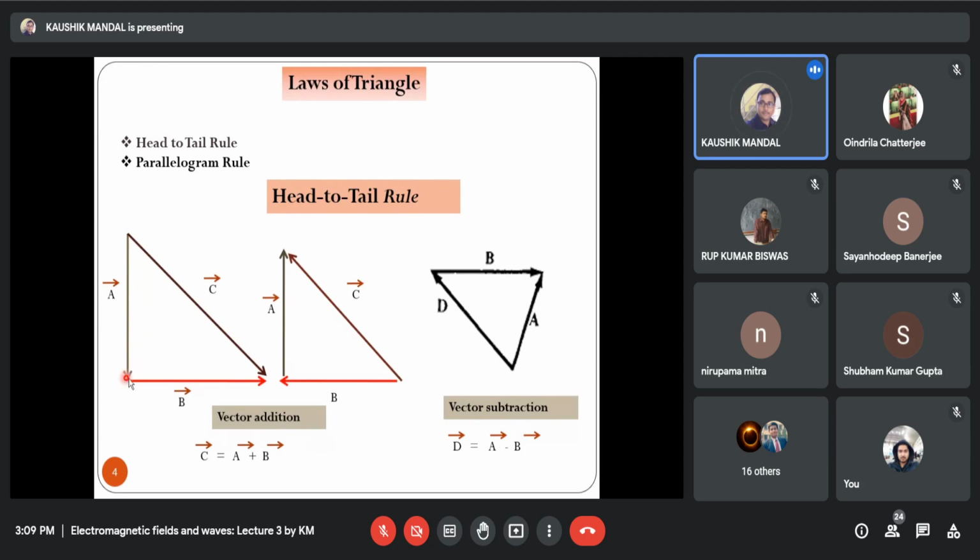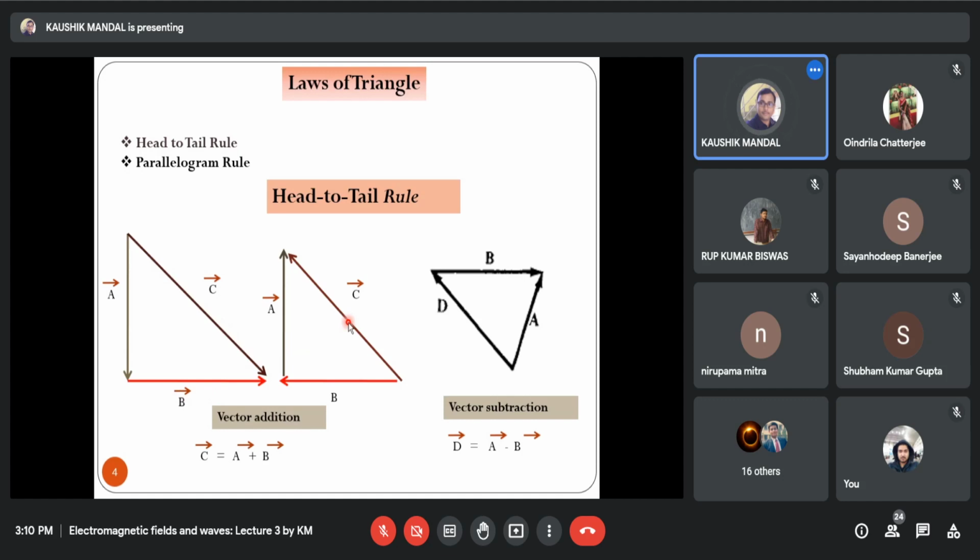The head of this particular vector A ends at this point, and there is the starting of another vector, that is the tail. So we have to move from tail, head, tail, head in that way. Then the corresponding vector connecting the head and tail of the other two vectors can be written as C equal to A plus B.